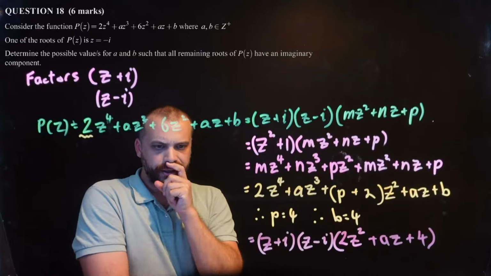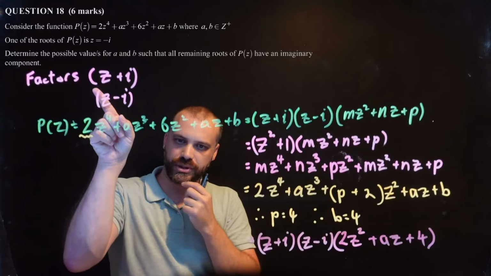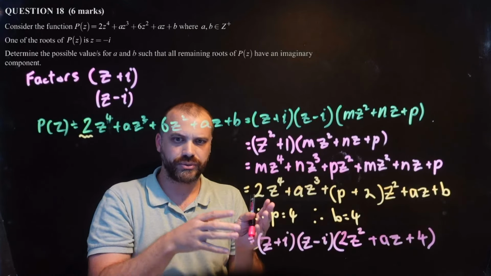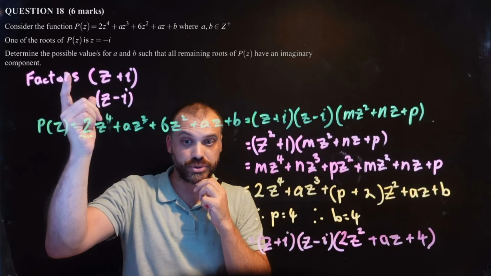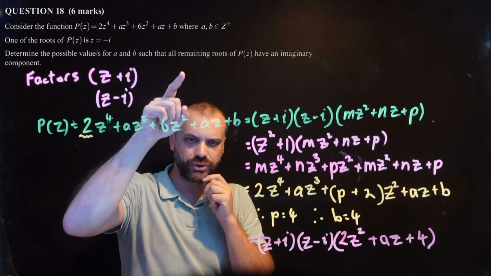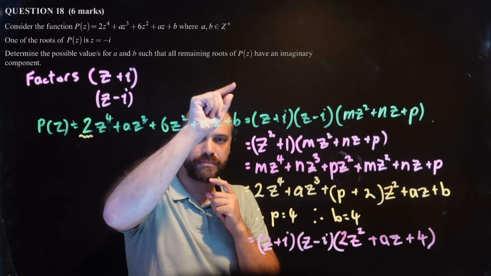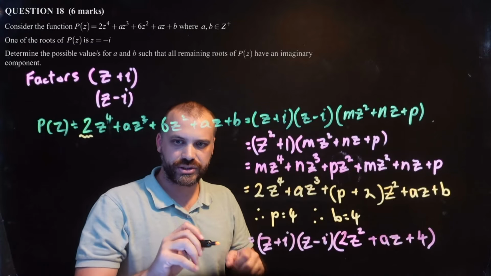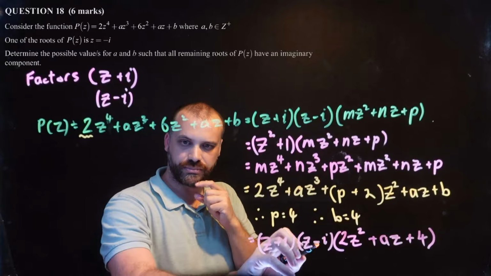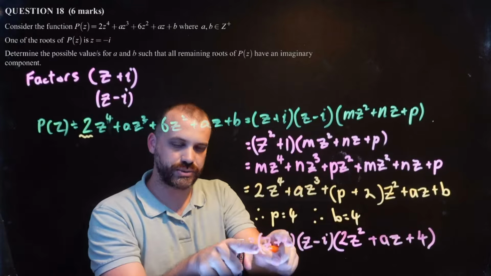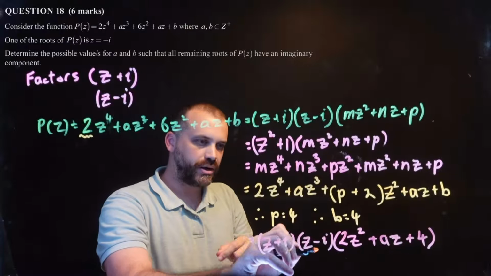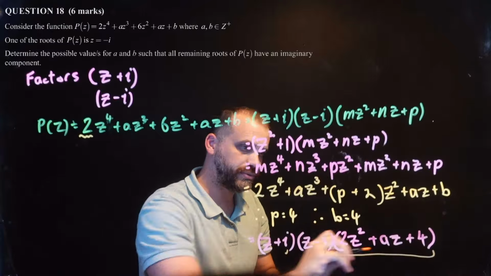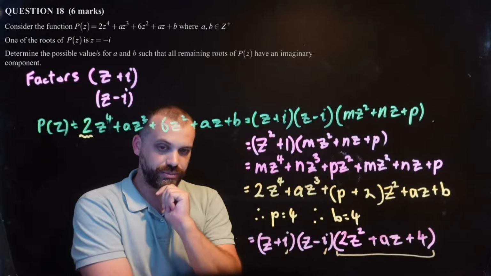All right. Now, what does the question say? Determine the possible values for a and b. Okay, so b can only ever be 4. So really this question is just: determine the possible values for a such that all remaining roots of p(z) have an imaginary component. They already told us that one of the factors was z plus i, so one of the roots was minus i. I figured out this one, which also has an imaginary component. Now I need this one to only have imaginary components.